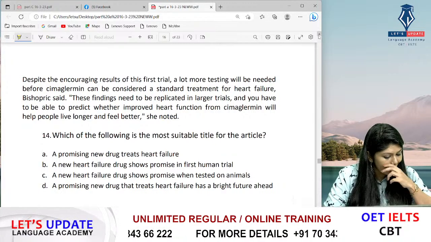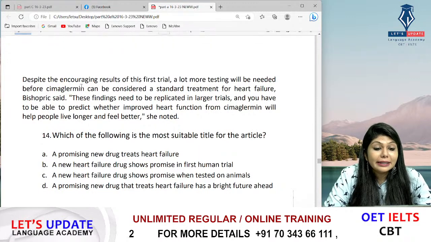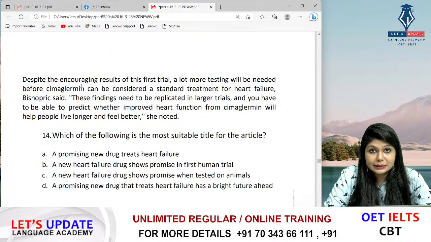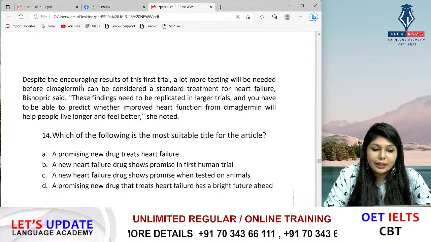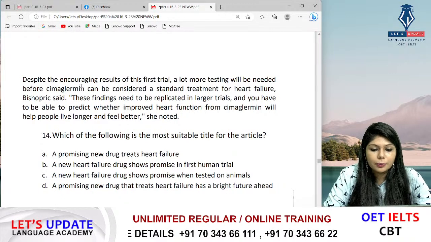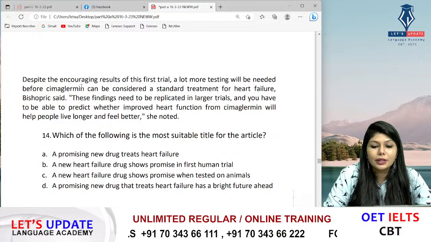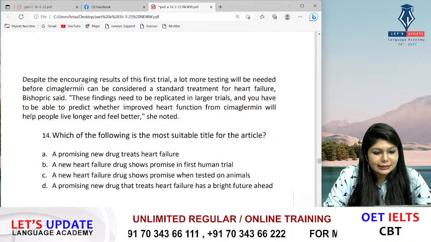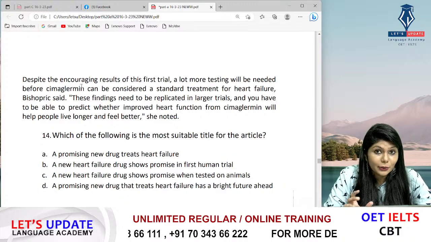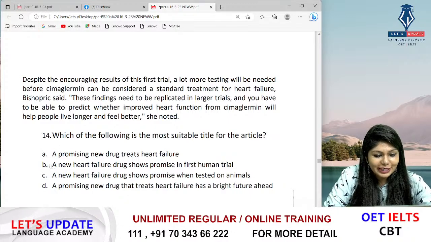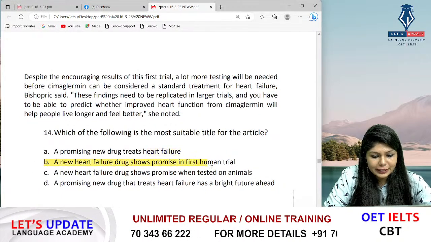So what they have mentioned is, despite the encouraging results of this first trial, that means the results of this first trial were encouraging. It was positive. But despite that, there will be a lot more testing required before it could actually be considered a standard treatment for heart failure. That is something they said. So what they are saying is this drug is a new heart failure drug, as per our options. So the correct answer is actually option B.